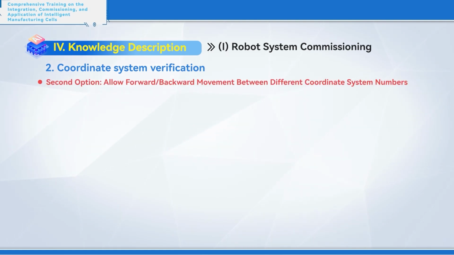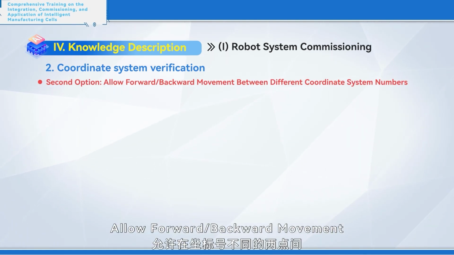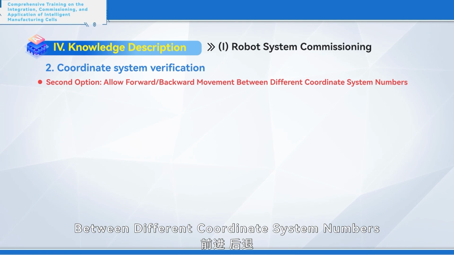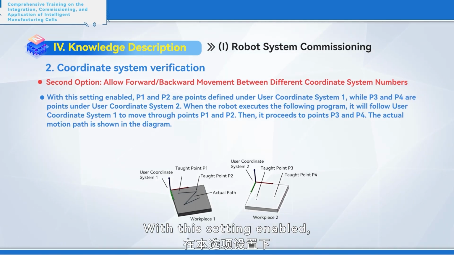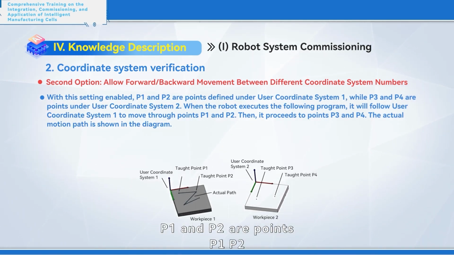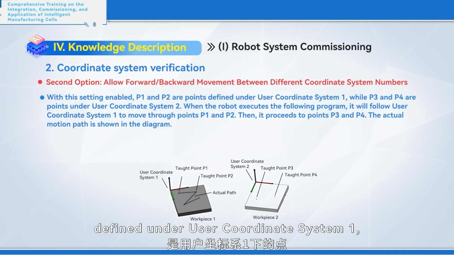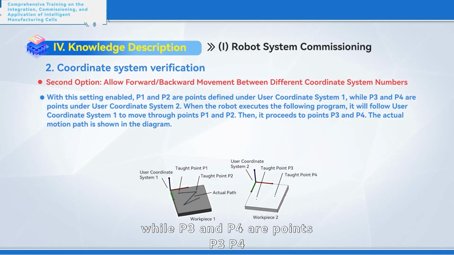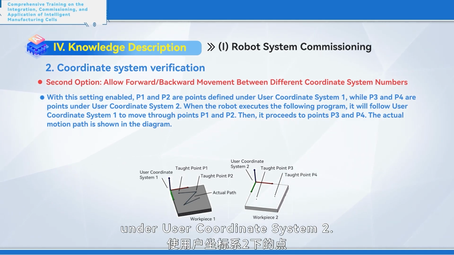Second option: allow forward and backward movement between different coordinate system numbers. With this setting enabled, P1 and P2 are points defined under User Coordinate System 1, while P3 and P4 are points under User Coordinate System 2.